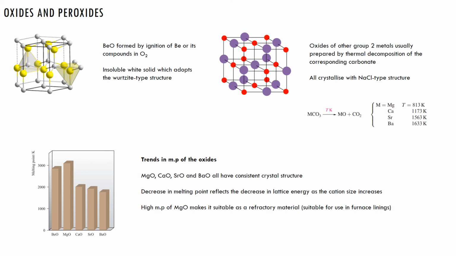If you look at the trends in the melting points of the oxides, well, we know that magnesium, calcium, strontium and barium oxide all have that consistent sodium chloride structure. So we see a decrease in the melting point as we go down the group for their oxides.